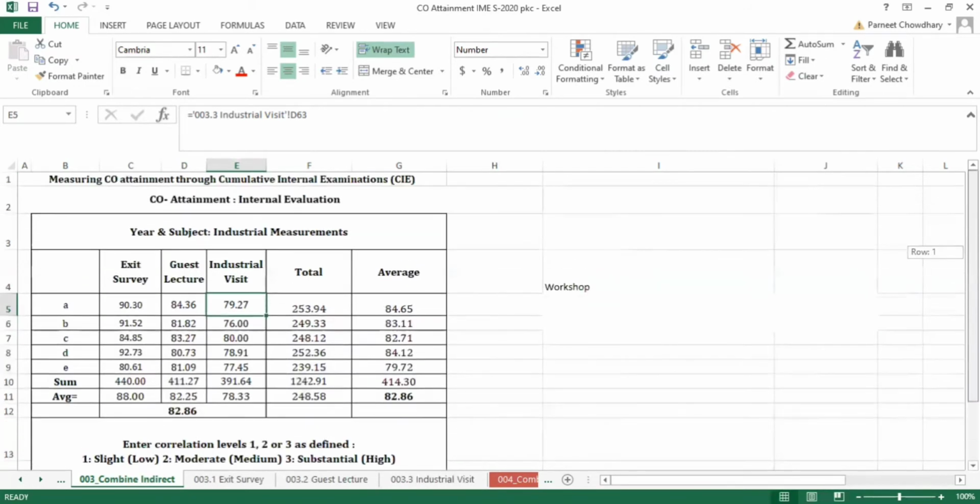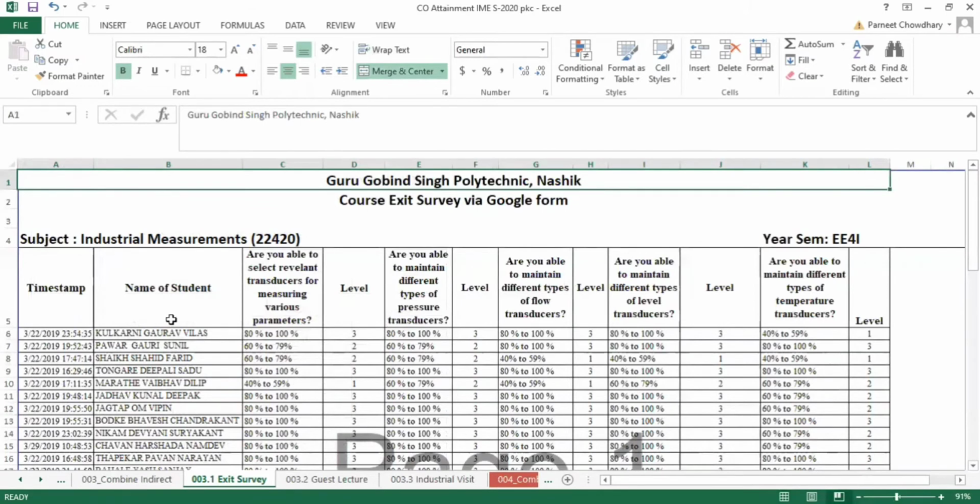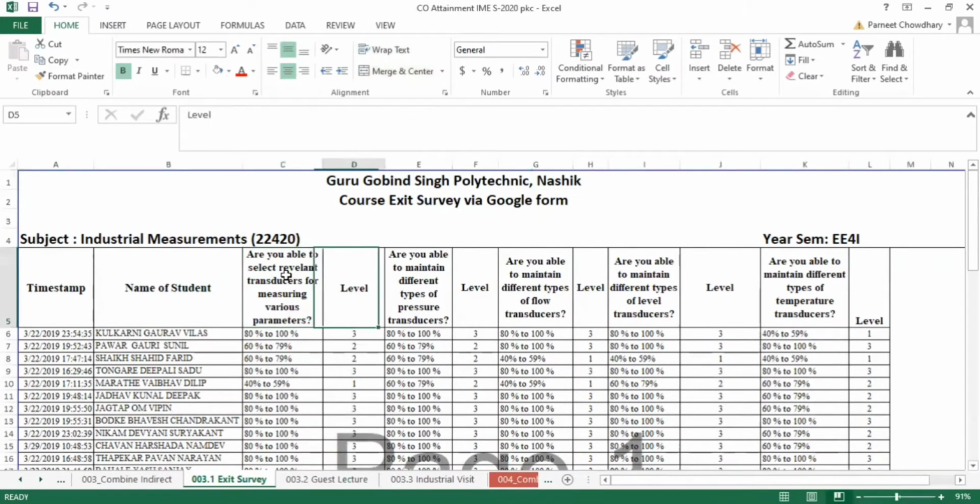Again, you will not edit any value in this sheet. You will edit only the backups. Okay. So in 003.1, we have the course exit survey. I have conducted a course exit survey via Google form for my subject. These are the CO wise questions that I have asked the students.